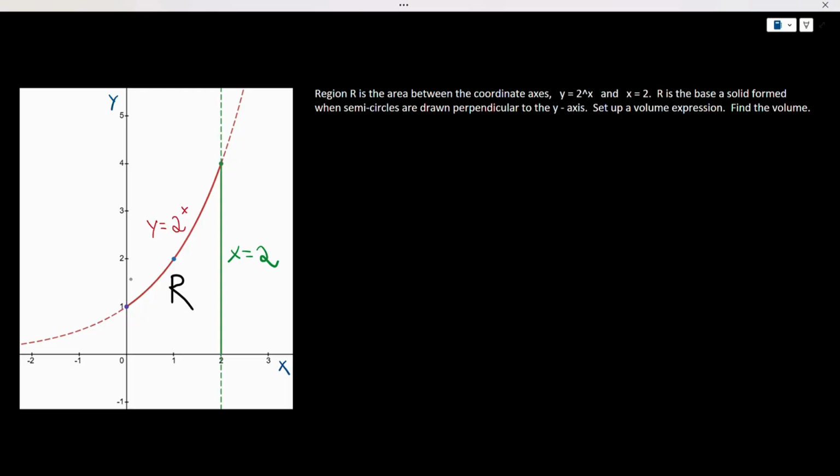Now, to visualize these semicircles, I'm going to draw on this two-dimensional sketch. Because the semicircles are perpendicular to the y-axis, we are slicing this graph horizontally, and you can imagine that I'm going to draw line segments like this. These represent the diameters of infinitely many semicircles.